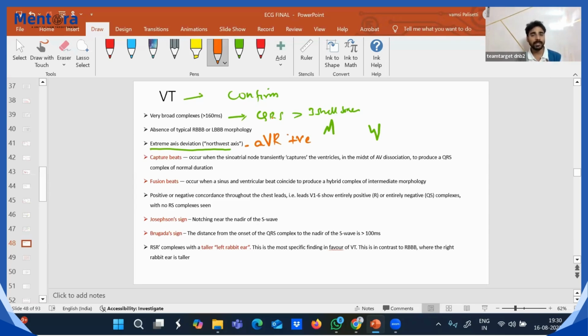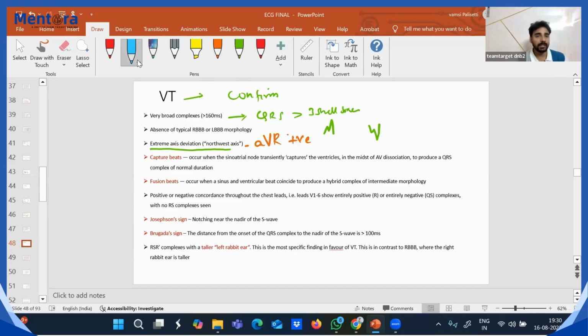How to identify that the heart is in the northwest axis? Just see the AVR lead. In a normal ECG, AVR lead is negative every time. But if the AVR lead is positive, it indicates northwest axis deviation. That is typical, specific for ventricular tachycardia. Then you see the capture beats, very important.